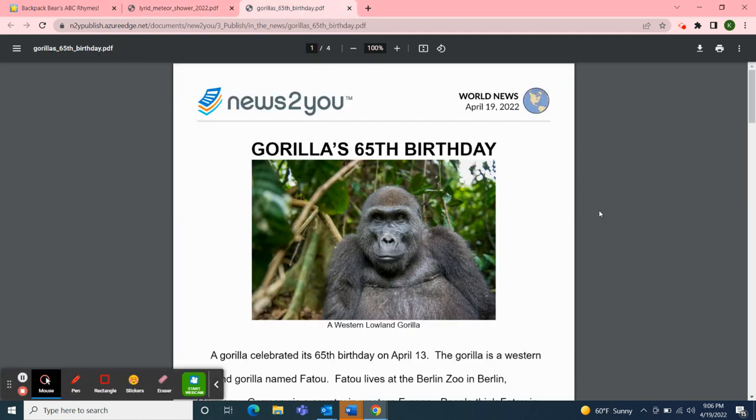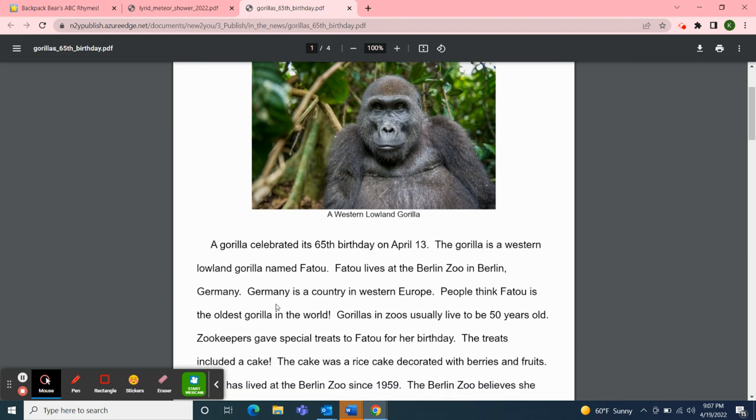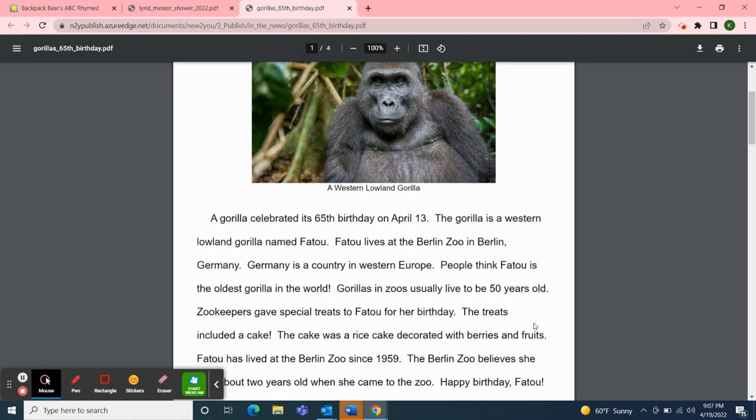Next, I'll read an article that also came out in World News today, April 19th. This article is called Gorilla's 65th Birthday, and here is a picture of a Western lowland gorilla. A gorilla celebrated its 65th birthday on April 13th. The gorilla is a Western lowland gorilla named Fatu. Fatu lives at the Berlin Zoo in Berlin, Germany. Germany is a country in Western Europe. People think Fatu is the oldest gorilla in the world. Gorillas in zoos usually live to be 50 years old.